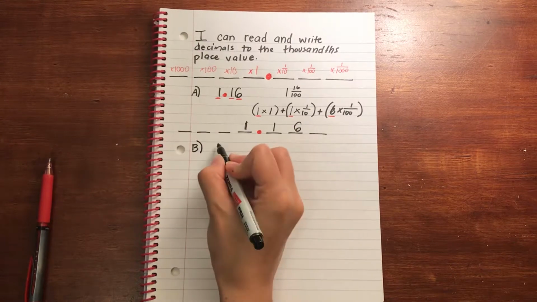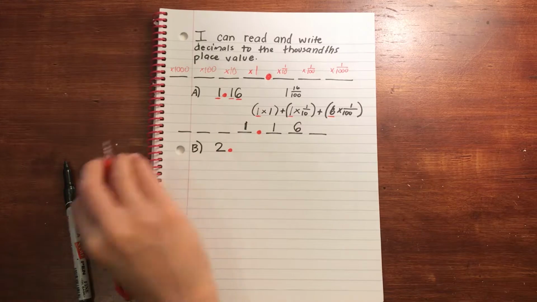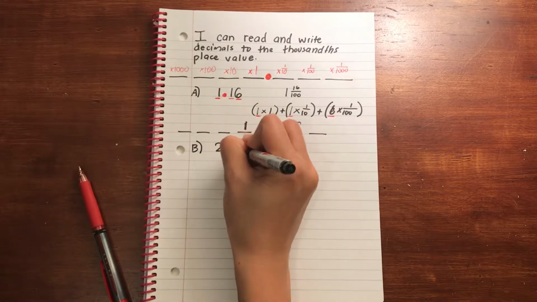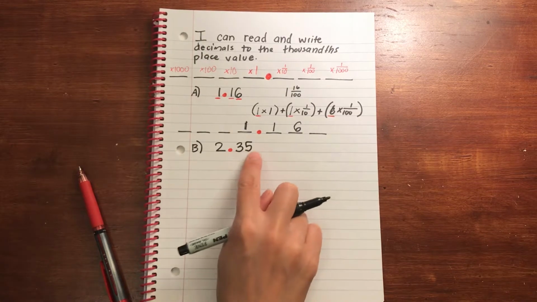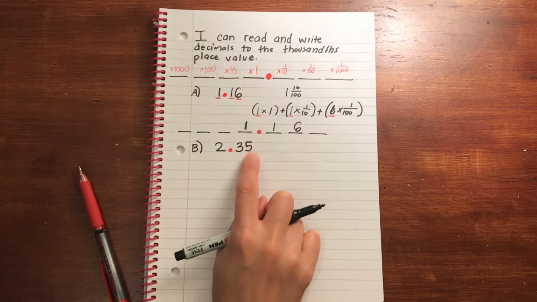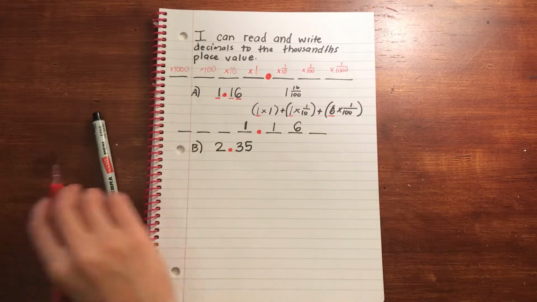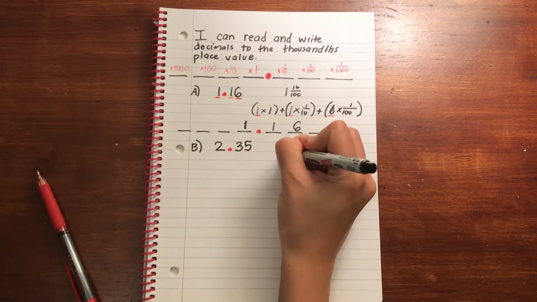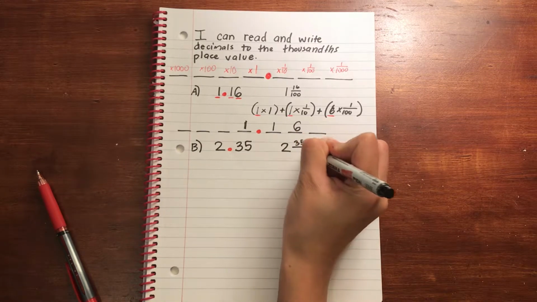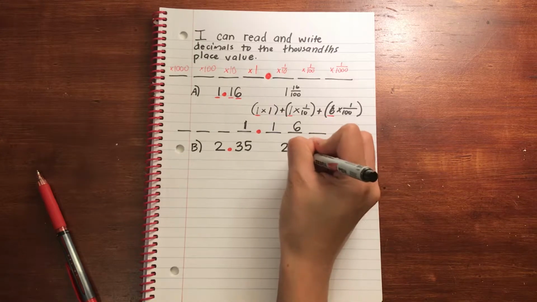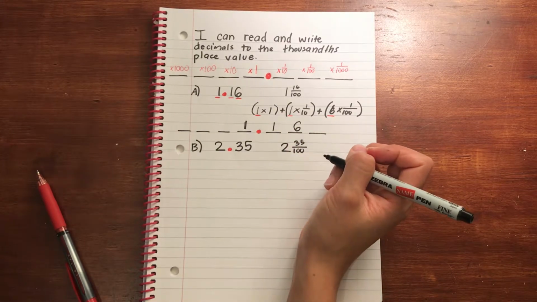All right, let's do a few more. Let's do 2 and 35 hundredths. And the place value is really nice because it tells you what the denominator is for the fraction when you write it as a mixed number. So 2 and 35 over 100. 2 and 35 hundredths.